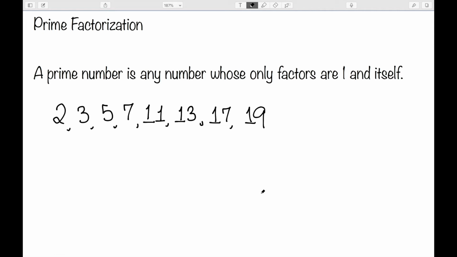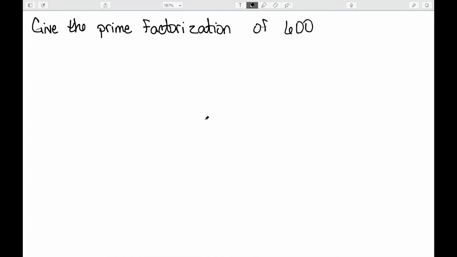In order to find the prime factorization, we're going to use what's known as a factor tree. I'm going to start with an example that we want to find the prime factorization for and show you how to use a factor tree through that example. Let's look at the prime factorization of 600. To start with our factor tree, we're going to write this number down. And then we're going to think of something that multiplies to give me 600. One of the most obvious ones is 6 times 100.